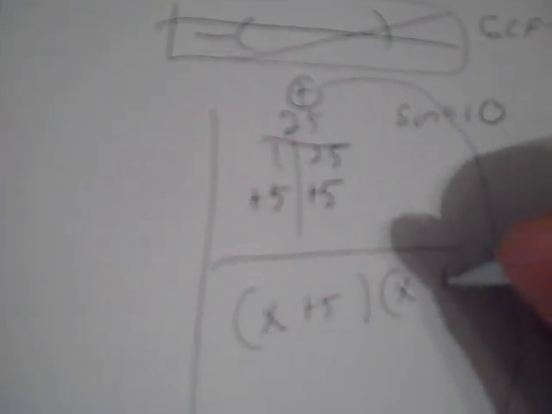So I need 2 parentheses. So x, x, plus 5, plus 5. And since those are identical factors, we write that as a binomial squared. Okay? All right. Now, and again, you got a binomial squared because this was a perfect square trinomial.